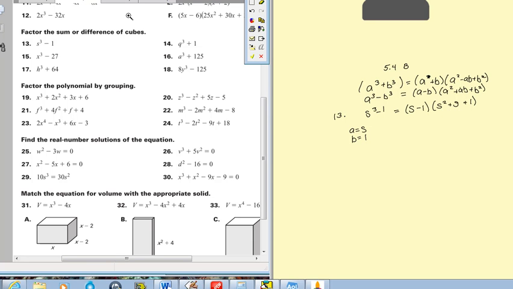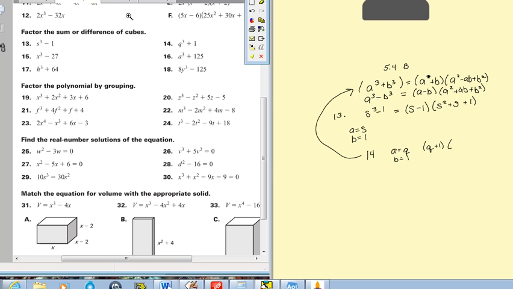Let's try another one. Try 14. 14 is another cubes, but this time it's the sum of cubes. So my a would be q, and my b would be 1. I think it's helpful if you go ahead and write these out so you can follow the pattern better. So let's go back up here and look at this pattern. That would be a plus b, so q plus 1.